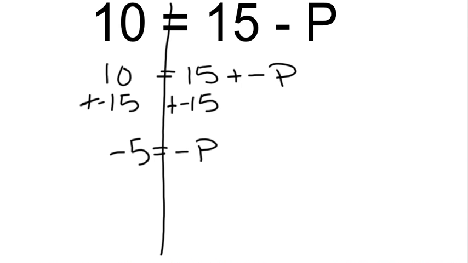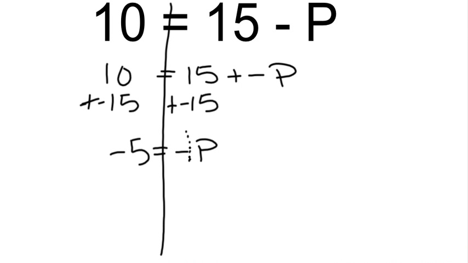But we're not done. In order to have solved for the variable correctly, p must be by itself. There can't be a number in front of p. Remember earlier I talked about there being a phantom 1 in front of a variable that stands alone? Well, if there's a negative sign in front of the variable, that means there's a phantom negative 1 right there.